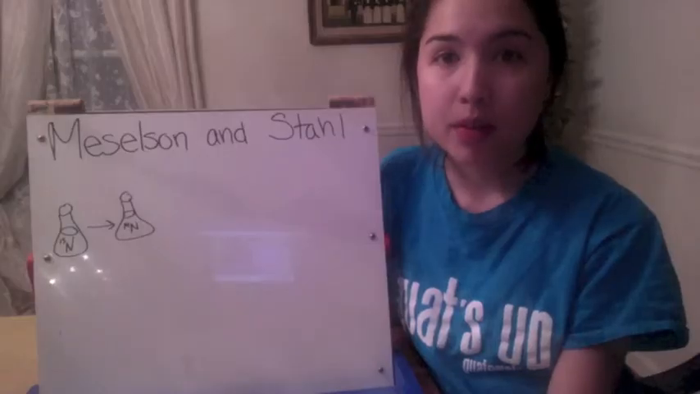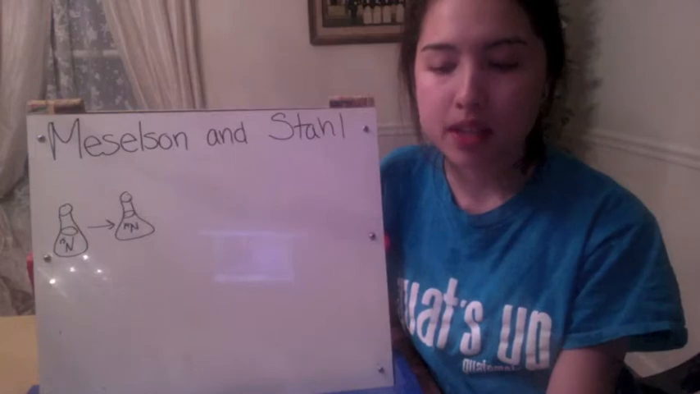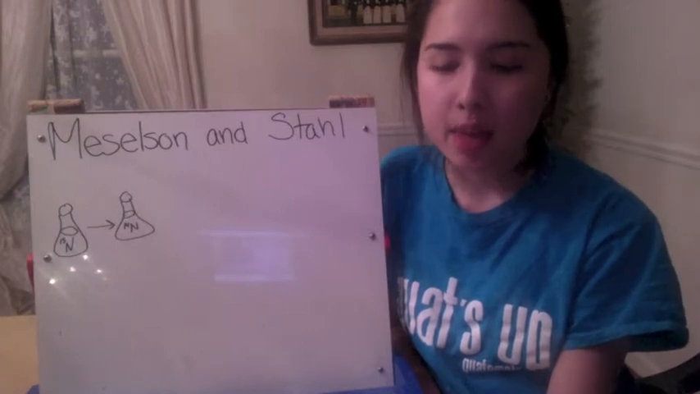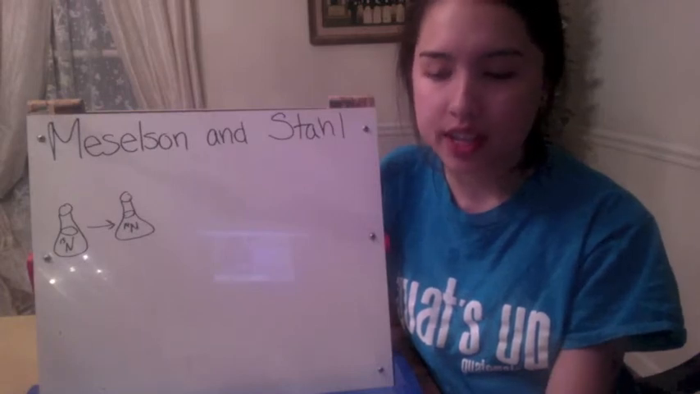The next experiment was conducted by scientists Matthew Meselson and Franklin Stahl. They designed an experiment to determine how DNA replicates, and it tested the hypothesis of DNA replication. Meselson and Stahl gave evidence that each strand of DNA served as a model for new synthesis, called semi-conservative replication.